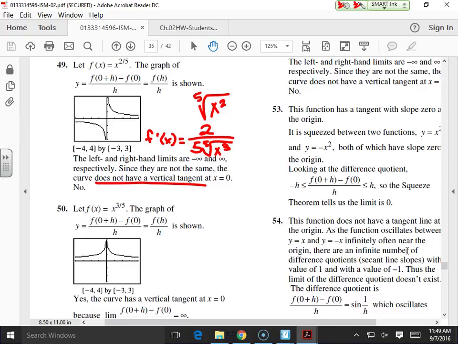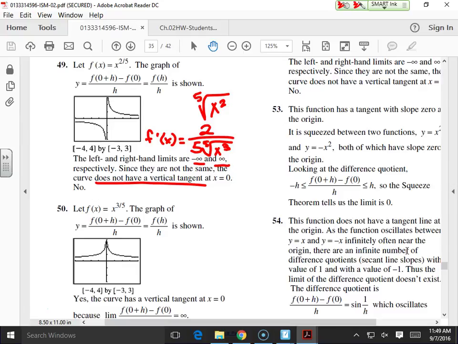Because the derivative is defined to be a limit of the slopes of the secant lines, when we plug in 0, we see the derivative indicates an infinite slope. But when we go to the actual function itself and look coming from below and coming from above, they're going to different infinities. Since the two limits to get our slope of our tangent line don't agree, the slope does not exist, which means it's not a vertical tangent. How would it be a vertical tangent? If they agree, like in number 50.